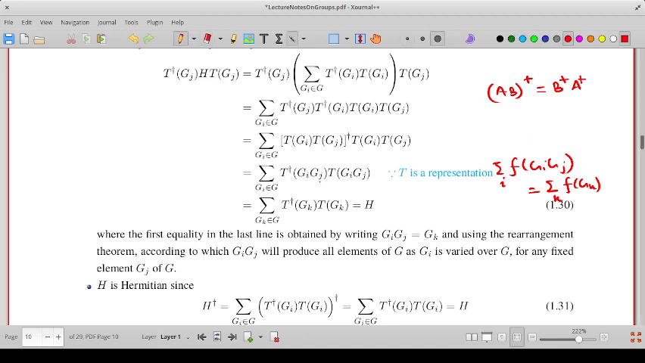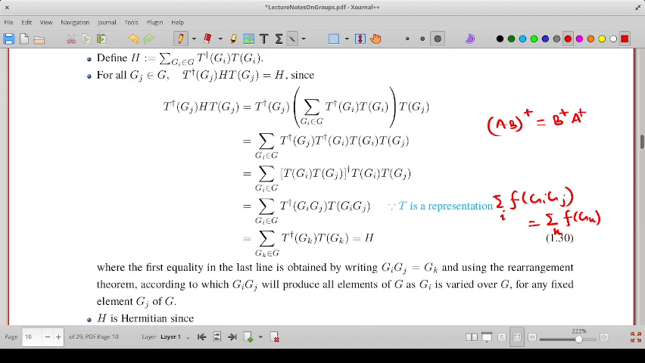So calling GI GJ as GK, this summation can be written as summation over GK, and this will become summation over GK T dagger GK T GK. Now comparing it with this definition of H, this summation is nothing but H, and therefore we have proved our claim that T dagger GJ H times T GJ is equal to H.